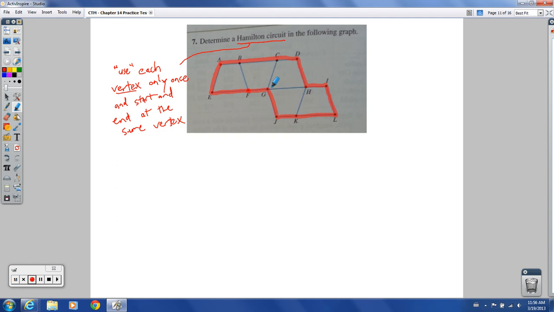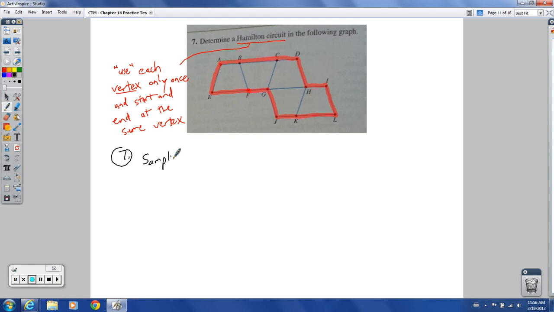And boom, there I go. I'm back to where I started. Notice each edge didn't have to be used up, just each vertex. And I can only touch each vertex once. And I've got a possibility there. So this is a sample answer for number 7.